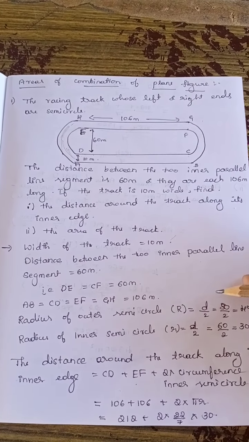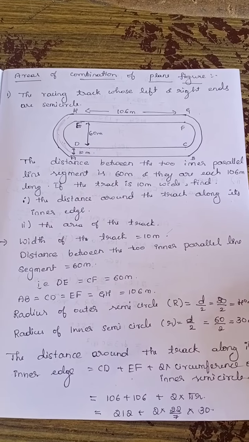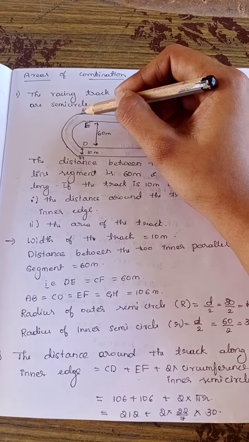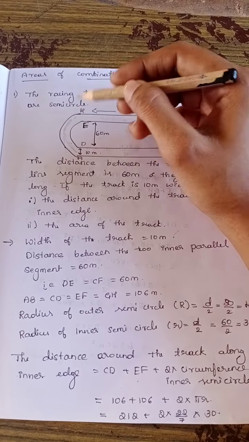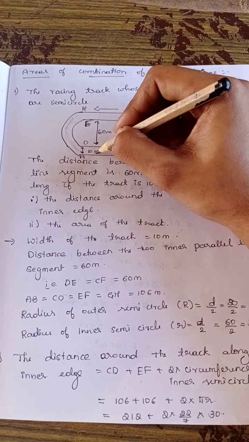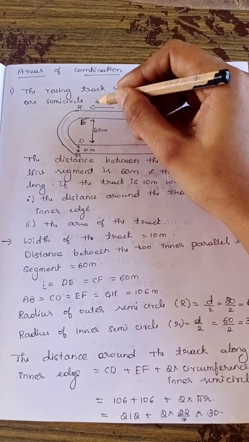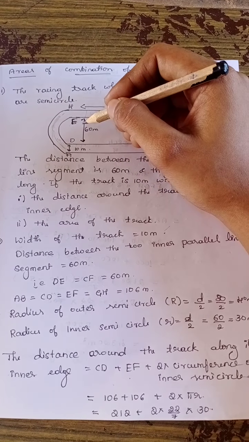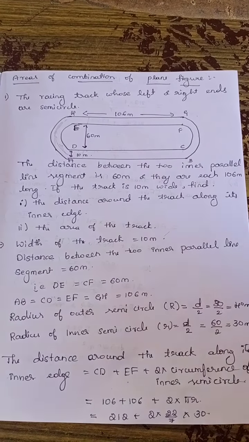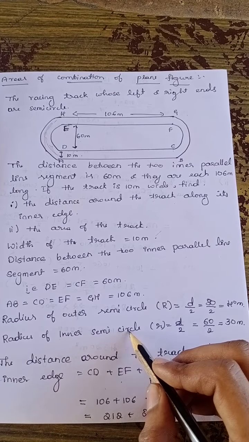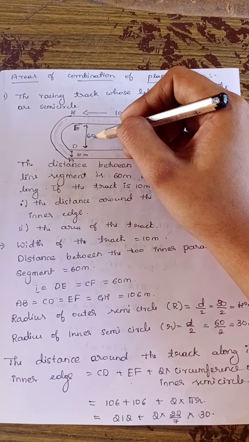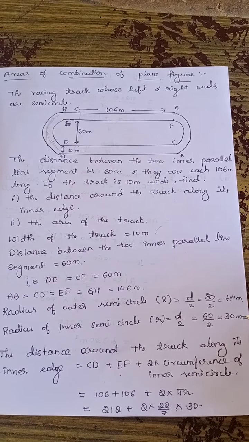Next, the radius of the outer semicircle. We know that the radius is equal to diameter by 2. Here this is 60, the width is 10 on each side, so 60 plus 10 plus 10 is 80. This is the whole diameter, 80, so the radius is 80 by 2, which is equal to 40 meter. Next is the radius of the inner semicircle, which is diameter by 2. The inner semicircle diameter is 60, so 60 by 2 is equal to 30 meter.